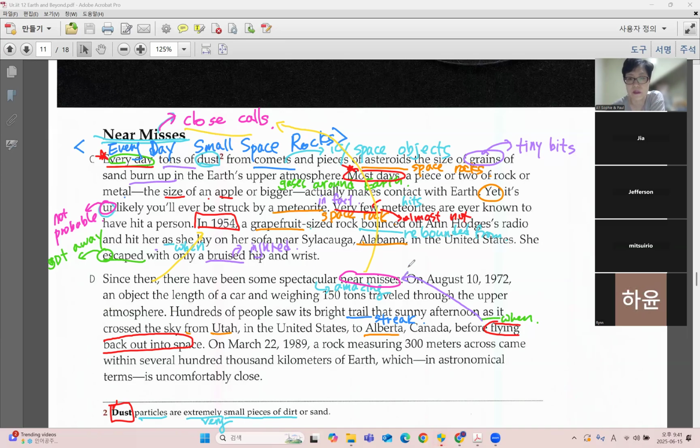What is a miss? Close call, almost hit. And on March 22nd, 1989, a rock measuring 300 meters. Wow, it's a lot bigger than a grapefruit or an apple. How big? 300 meters across came within several 100,000 kilometers of Earth. Which in astronomical terms, what is astronomical? It means related to space. Yeah, very good. It means space distance.